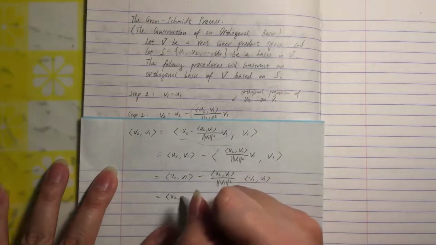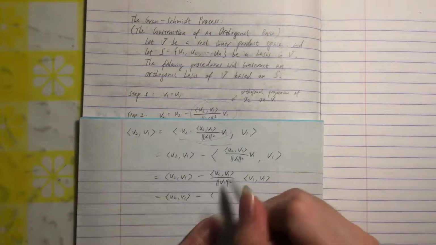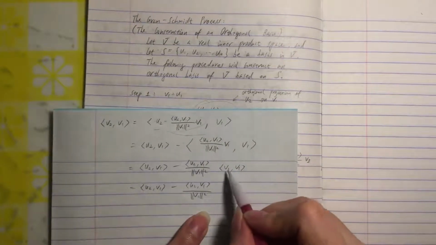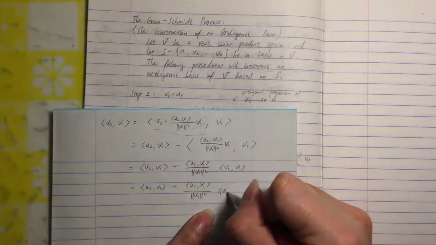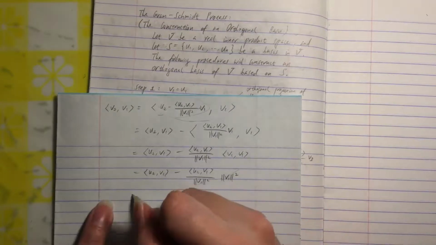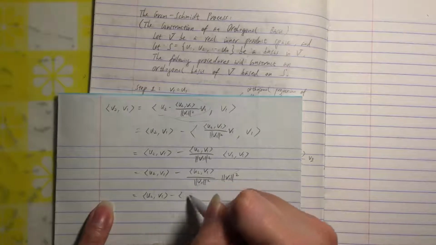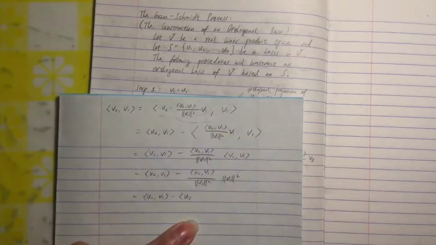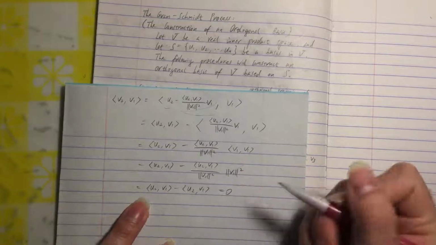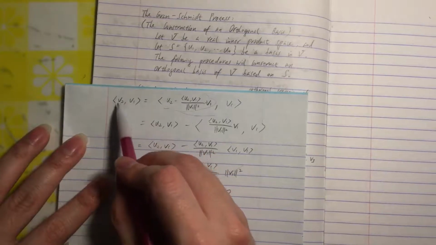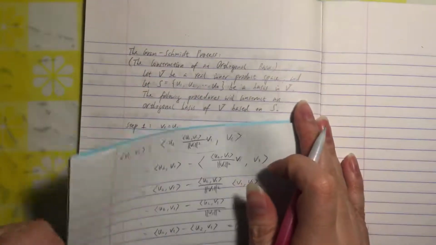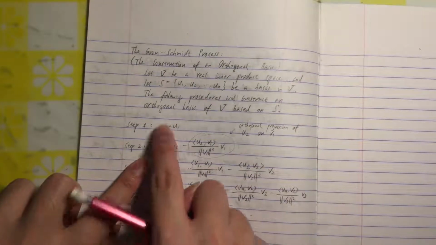I leave the first inner product the same. For the second term here, the top stays the same and the bottom stays the same. The inner product of v1 comma v1 is the norm of v1 squared. This is exactly the same as the denominator, so they cancel. What's left is u2 comma v1 minus u2 comma v1. This looks exactly the same, so they cancel and we get 0. So the inner product of v2 comma v1 is 0. That means v2 is orthogonal to v1. So by this construction, v2 is orthogonal to v1.